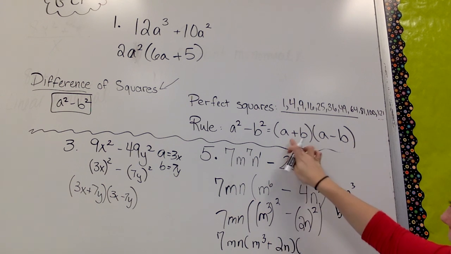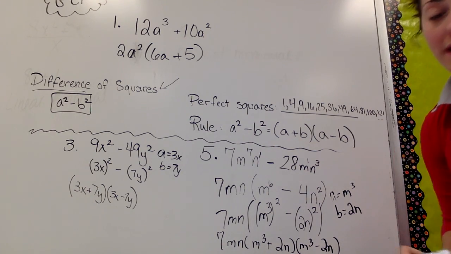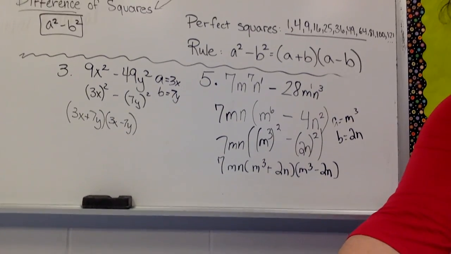Actually, let's stay with the order, plus first, and m cubed minus 2n. Had I written the minus first, though, no big deal. You would just have to switch it the other way. All right, so you can pause the video and look at all that and ask your questions.